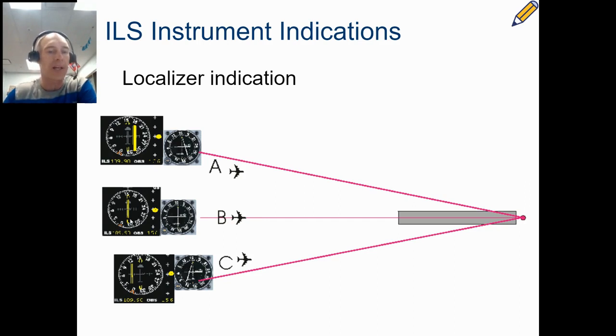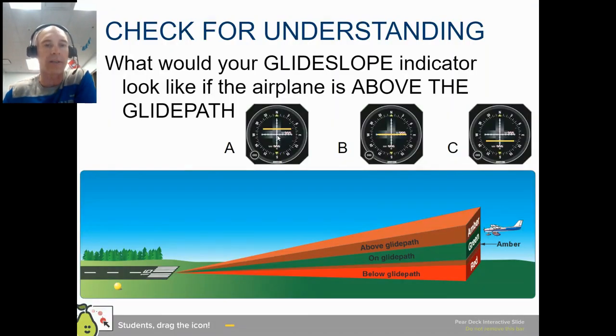Situation B, it's lined up perfectly in the center in both of these. This little bar is in the middle. We haven't swung our indicator needle at all, so we're perfectly lined up on this localizer. And then situation C, we are too far to the right, so it's swinging to the left. So you can note those three situations down, and you'll get a chance to practice these in the flight simulator using a localizer and glide slope.